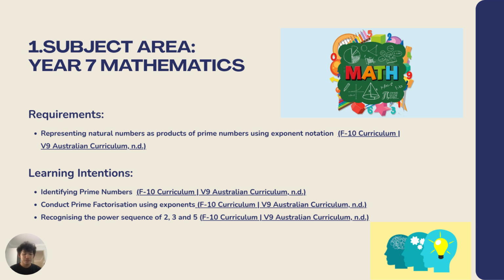The learning intention is for students to understand prime numbers and apply prime factorization using exponent notation. The success criteria requires students to identify prime numbers, applying them to conduct factorization and recognizing powers of 2, 3, and 5. Students will enter the lesson with prior knowledge of multiplication and factors.